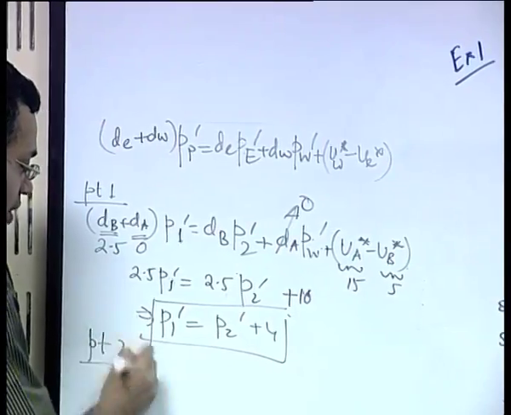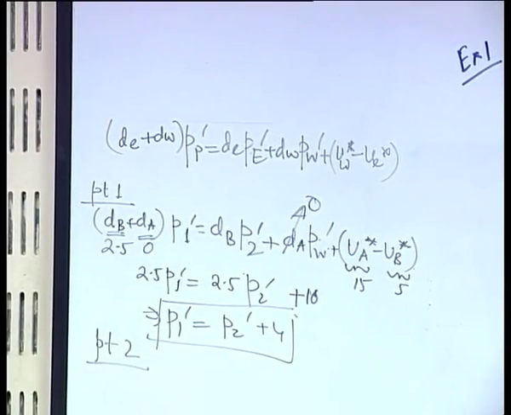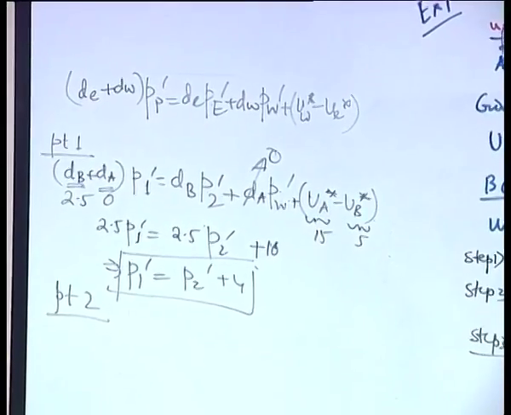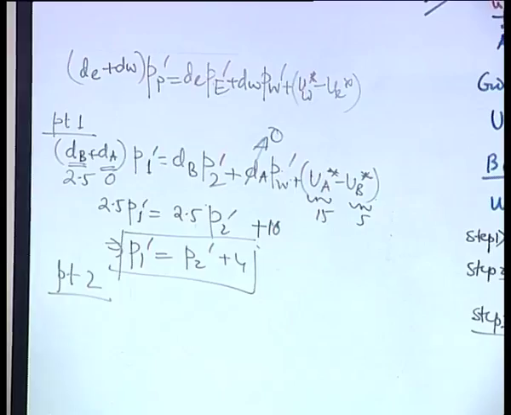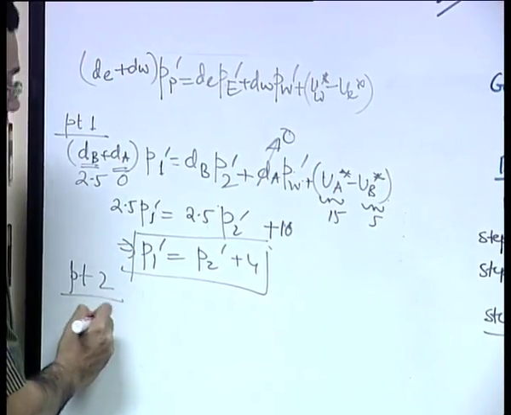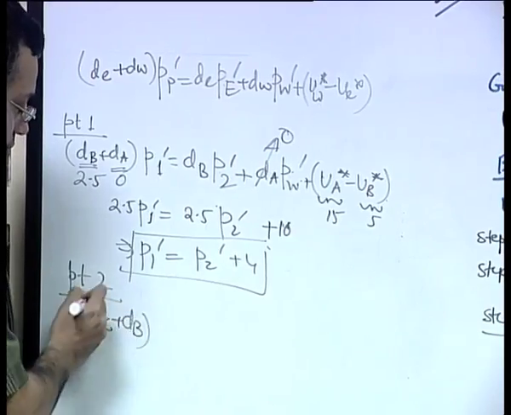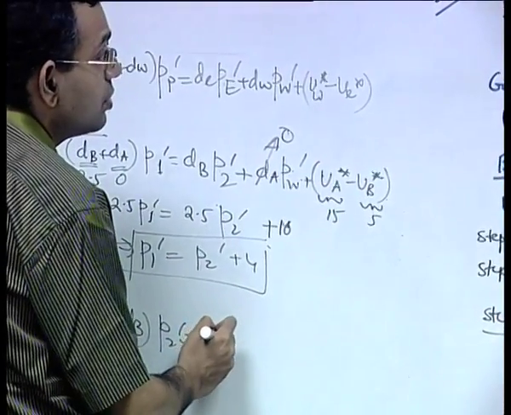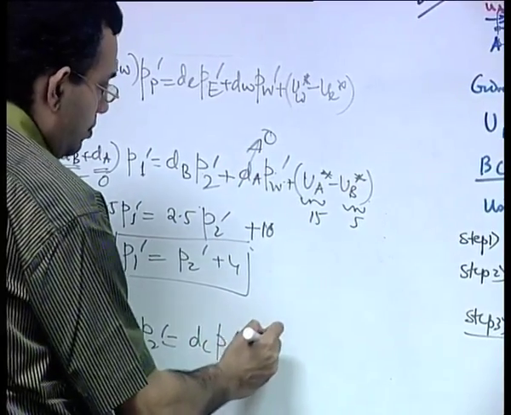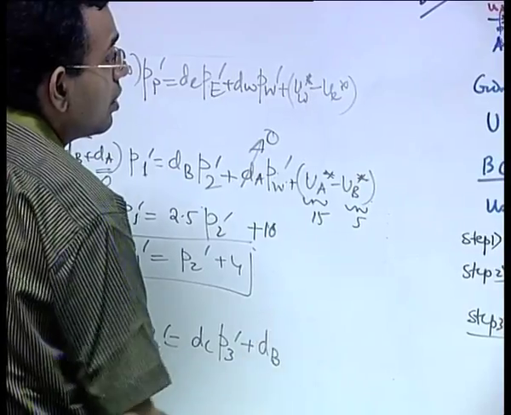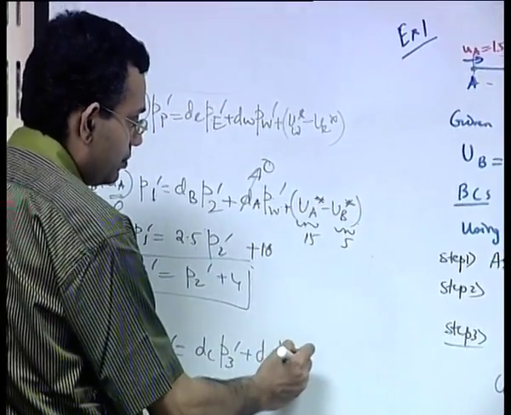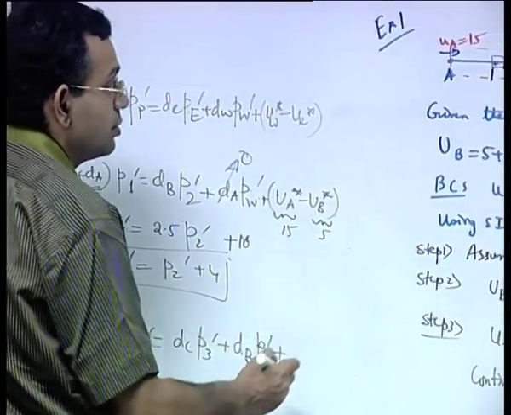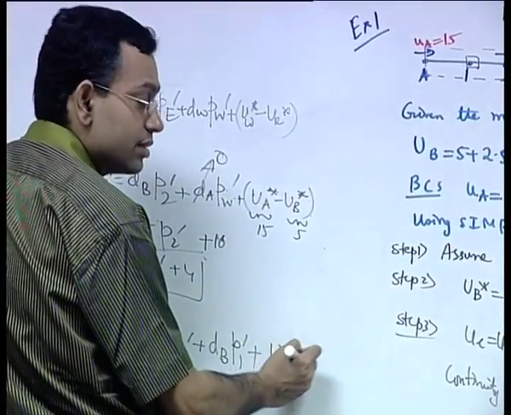Then consider point 2, let us write it straight away. So for point 2 it will be DC and DB. So what is DC? So let us write DC plus DB into P2 prime is equal to DC P3 prime plus DB P1 prime plus what? UB star minus UC star.